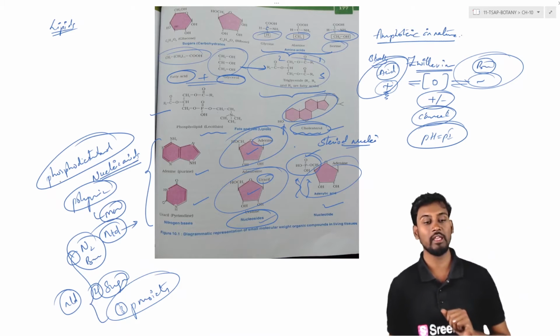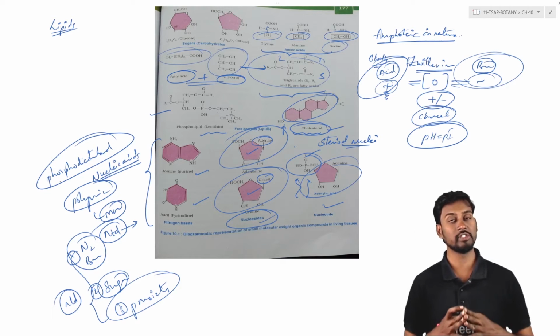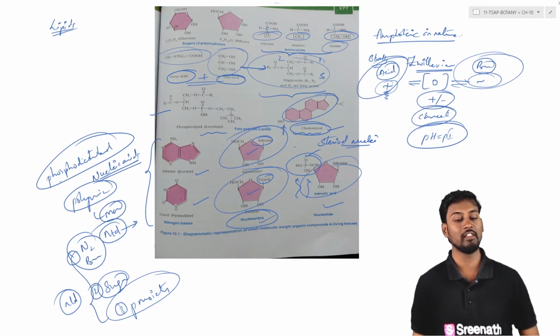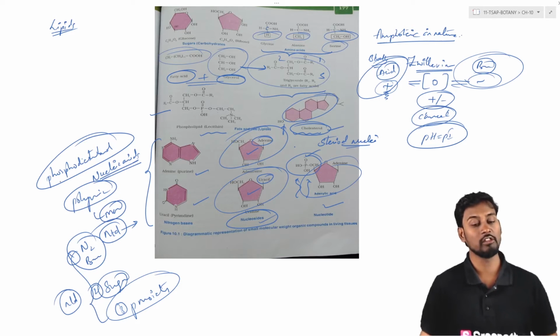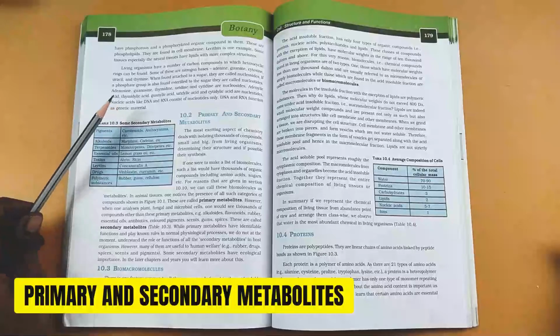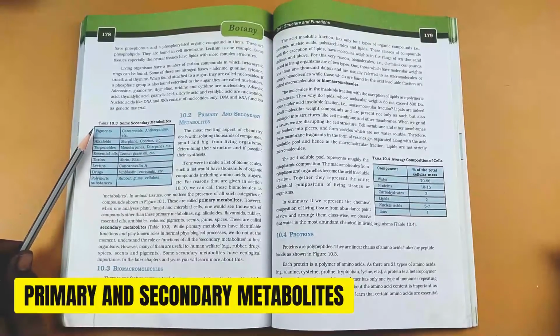So here we can see that lipids generally have glycerol and fatty acids combined together, and the nucleotides consist of phosphate, sugar and nitrogen bases, and the nucleic acid is also a polymer consisting of a monomeric form of nucleotides. So in the second topic we are going to discuss the primary and secondary metabolites.